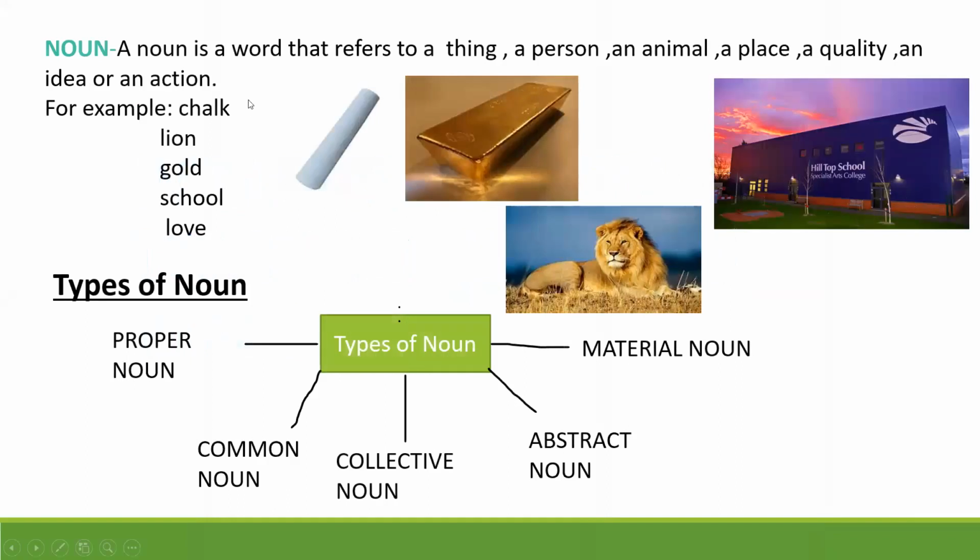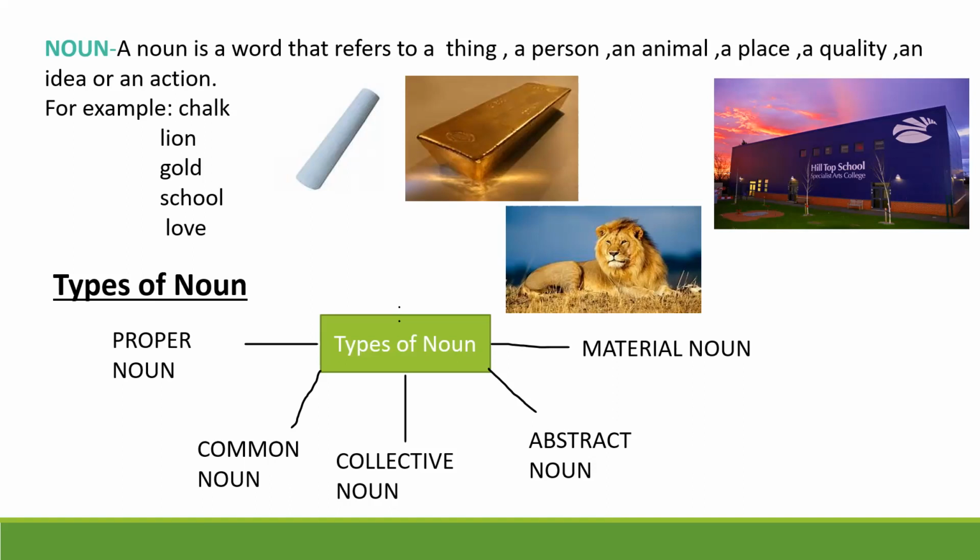So this is the definition which we read many times in the books, and we get knowledge from our teachers in school as well. A noun is a word that refers to a thing, person, animal, place, a quality, idea or an action. So you can show them different examples, like paper, pen. You can show them animals, birds from their EVS book, examples like gold, school, park, ground.